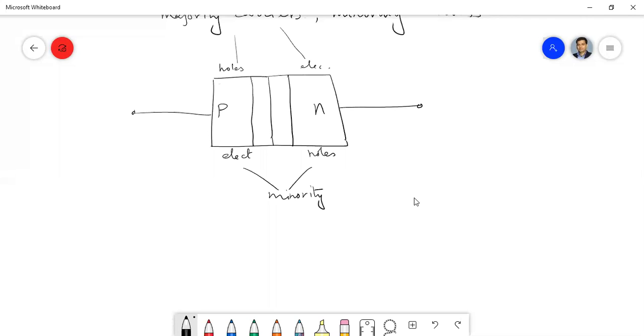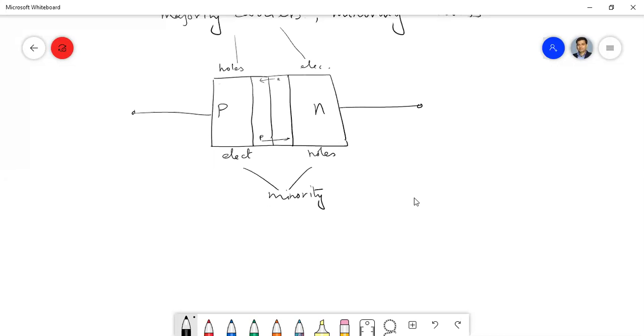Okay, so due to this diffusion, isn't it? That means the electron, which is the majority carrier in the n side, diffused to this side, and holes diffused to this side. Thereby there is a depletion layer, or it is called the space charge region, because before that it was neutral.